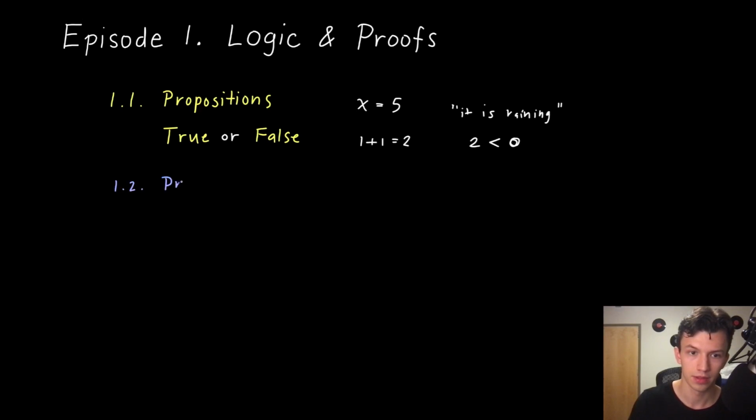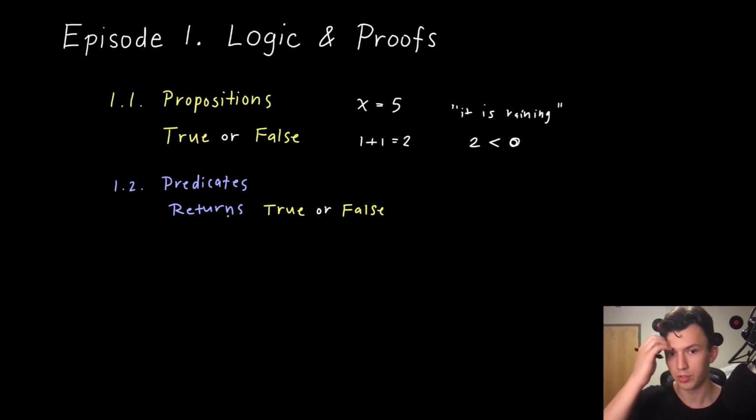Next thing is predicates. So predicates are very important to math. Pretty much everything in math turns out to be a predicate, which we'll see. And it's something that returns a proposition. So it returns a true or false value. Okay. So, yeah, you could either say it returns a true or false value or it returns a proposition. Either way. And we'll just start off with an example.